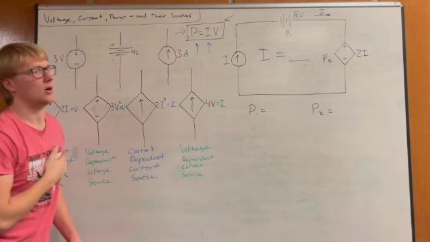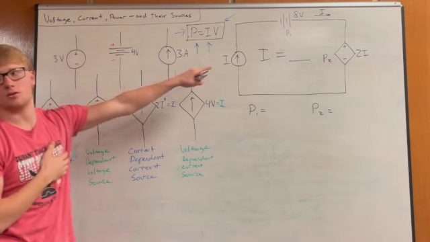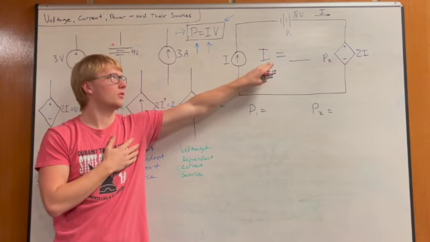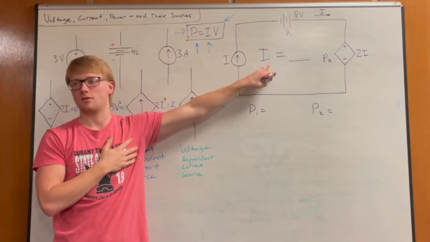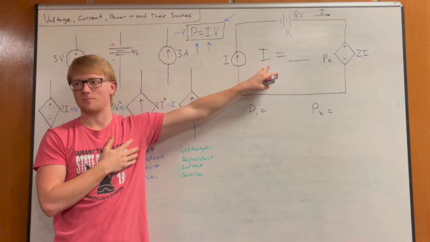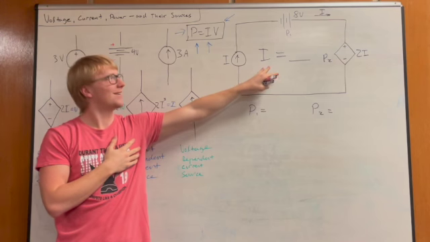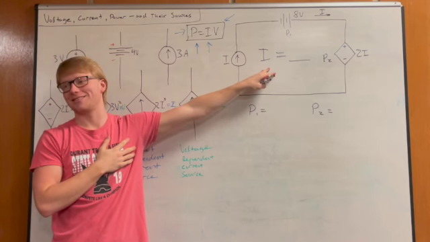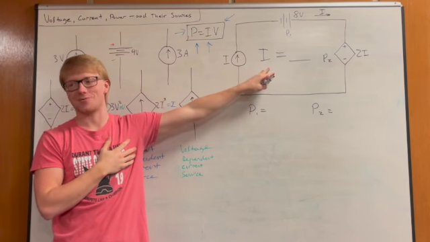I'm going to ask you for a random number that I can define I as. 68. That's not very realistic. How about like 7 or something? 7 amps? Okay.